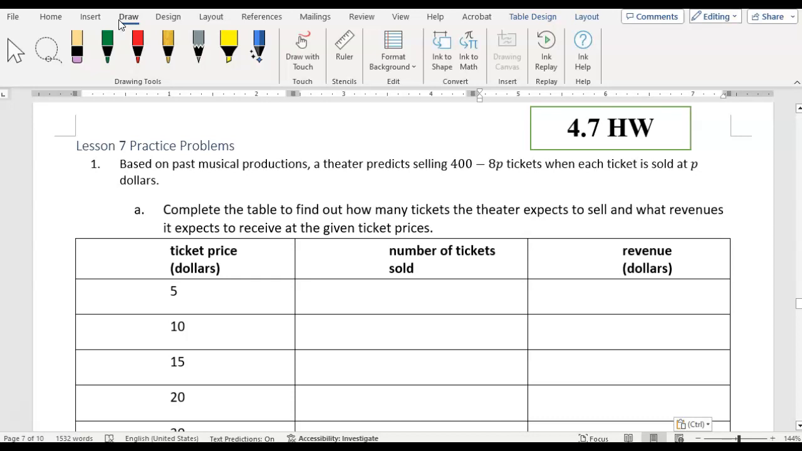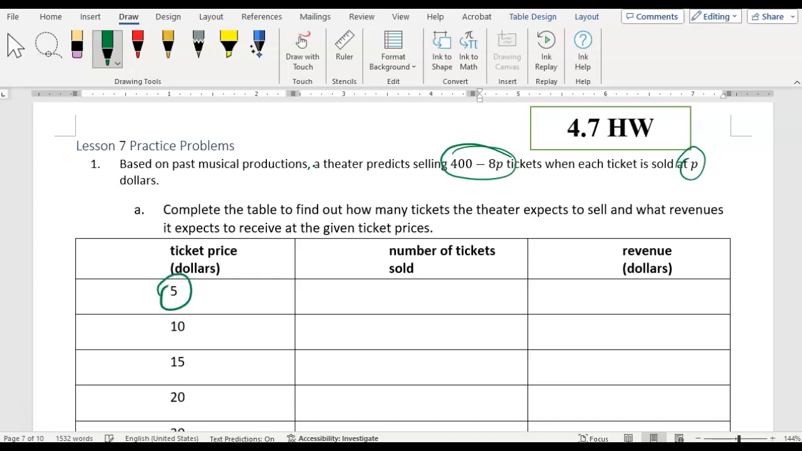Today we looked at revenue, and so that is when we're talking about how much a ticket is going to sell for and then the predicted amount of tickets we can sell at that price. So the people discovered that based on past musical productions, a theater predicts selling 400 minus 8p tickets when each ticket is sold at p dollars.